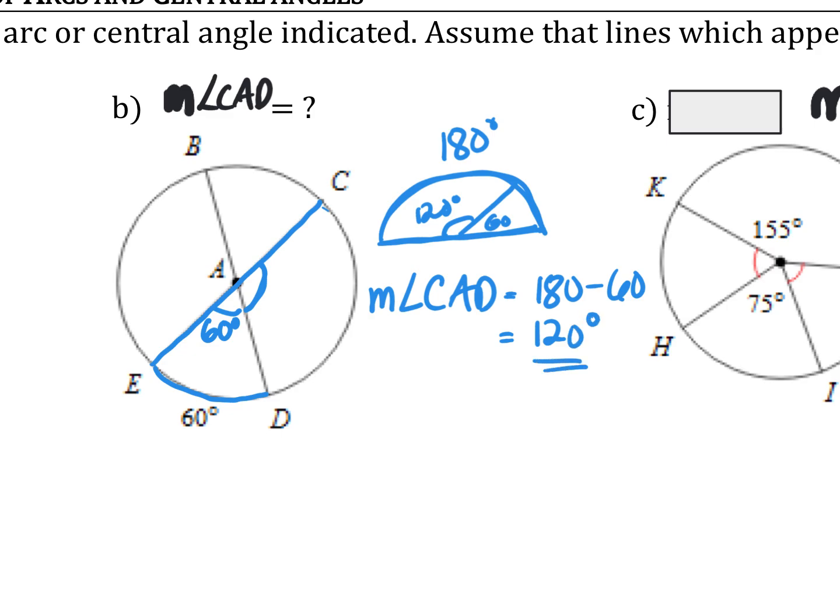Let me add one more piece of information: the measurement of arc CD will also be equal to 120 degrees. The reason is that earlier we said this is 120 degrees. Therefore, the arc and its central angle have the same measurement, which is 120 degrees also.